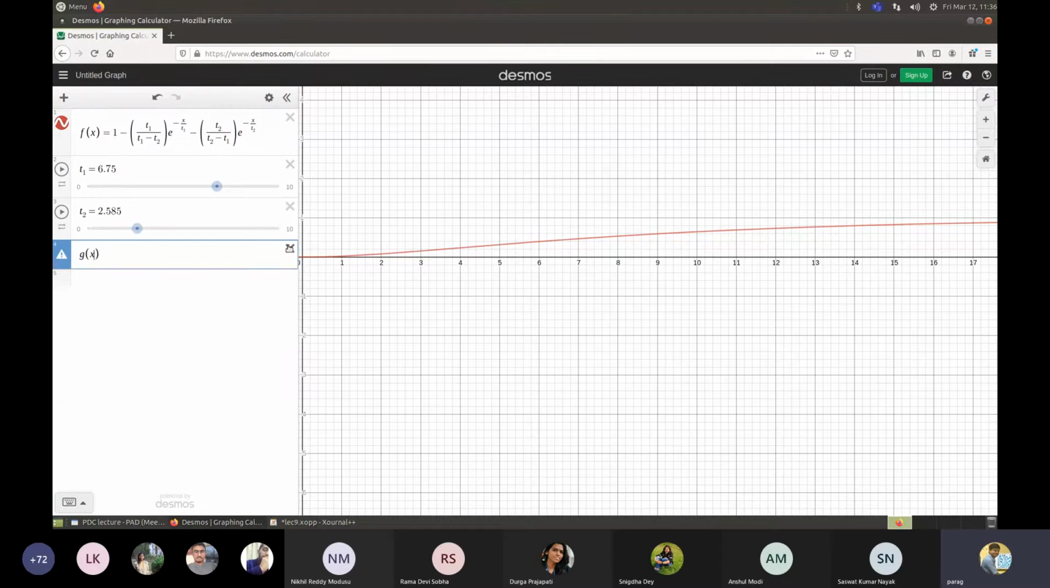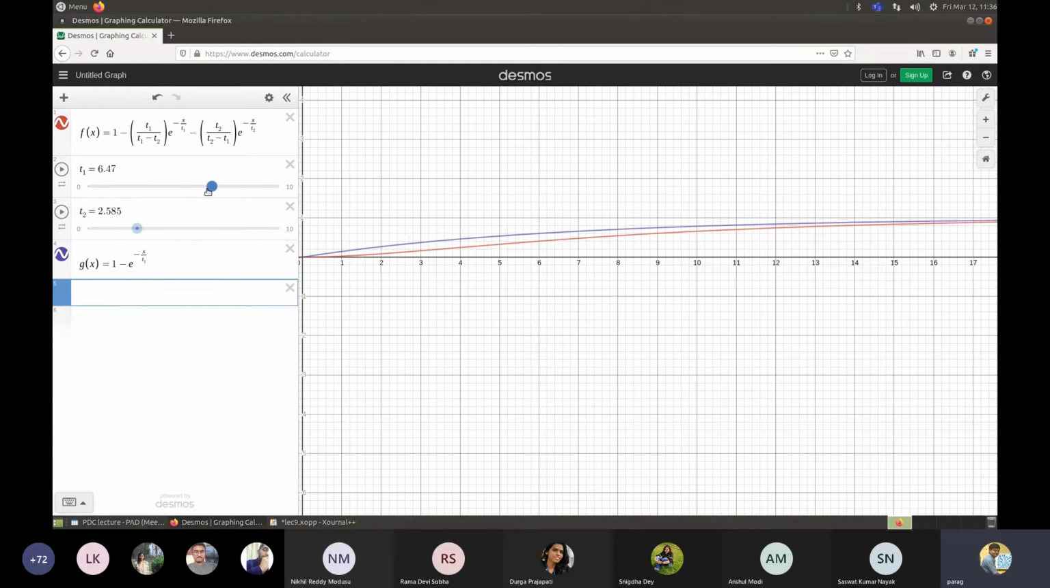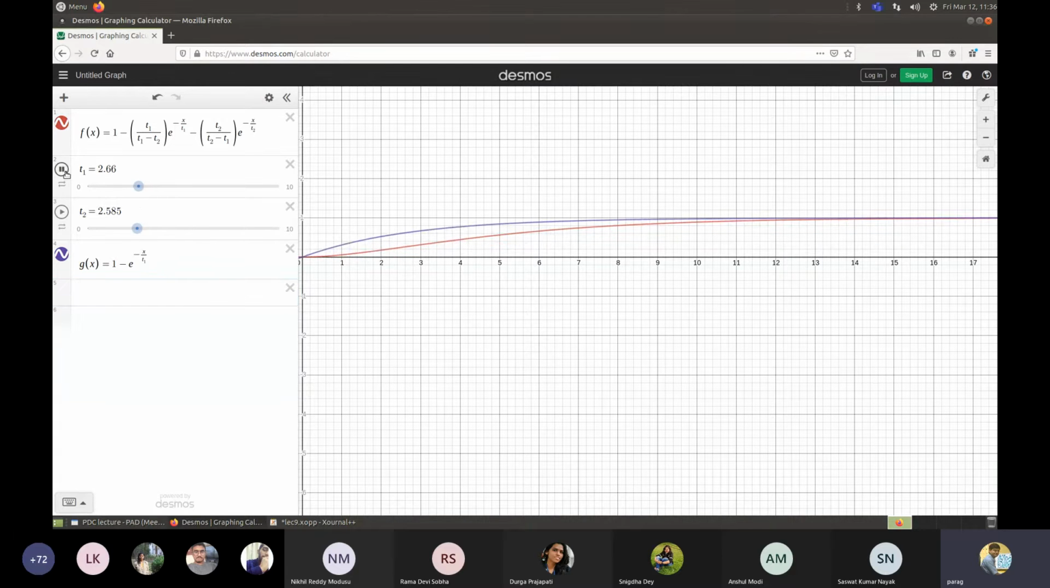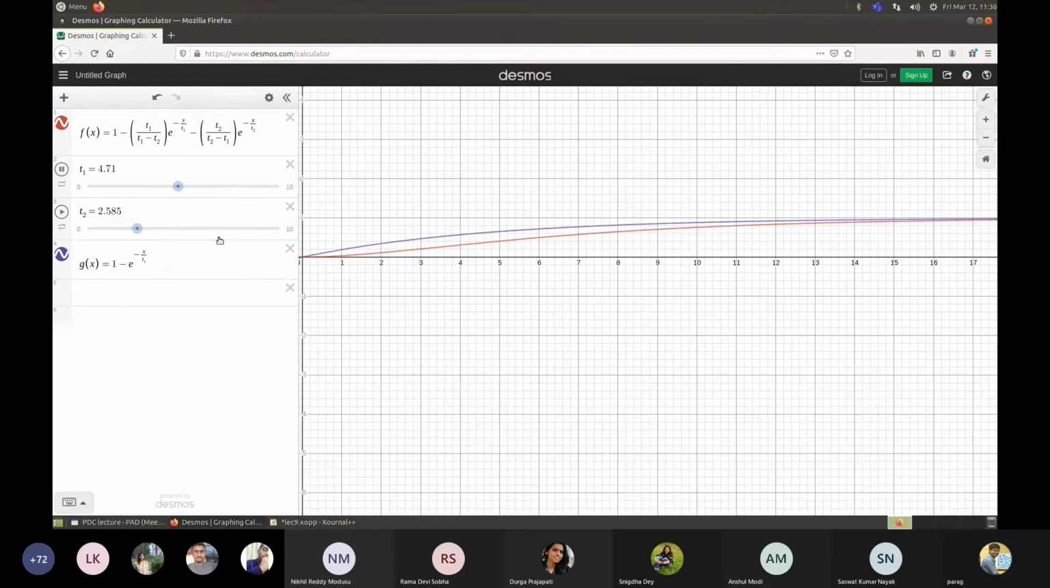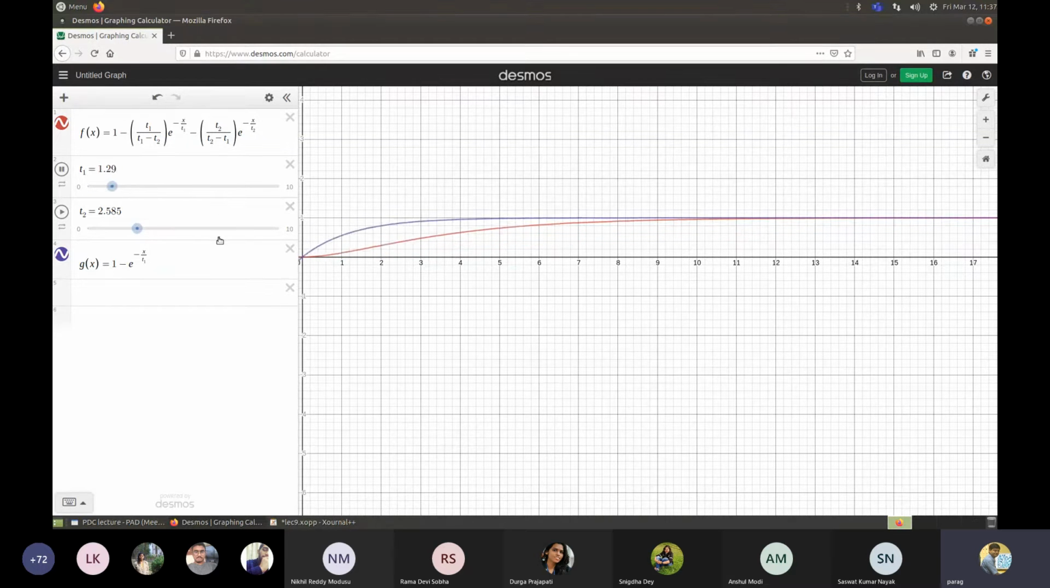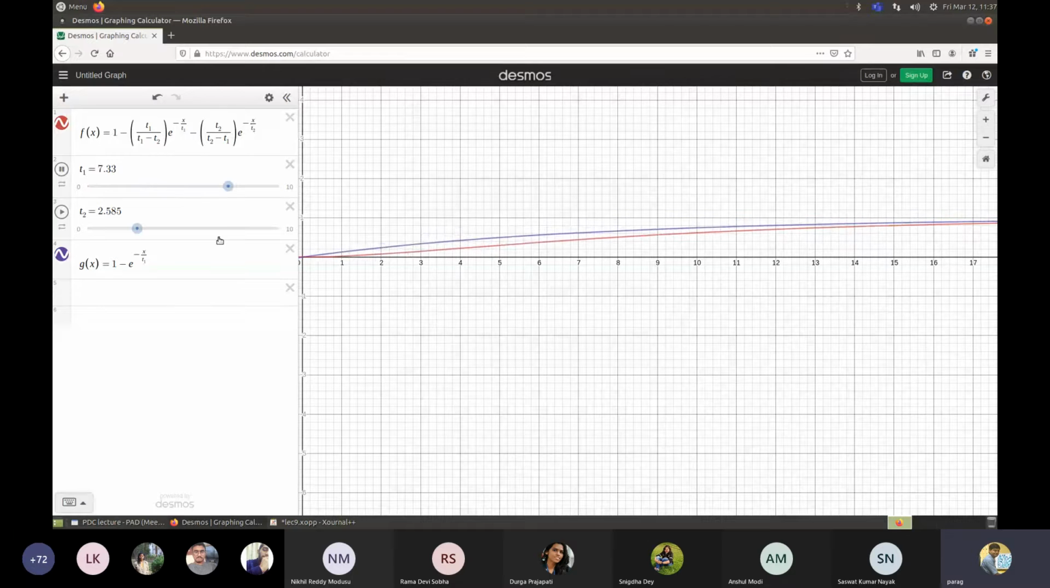G of x equals 1 minus e to the power minus x upon t1, right? So t1 here is the... let me animate this. The purple curve shows the dynamics of the first order system. The red curve shows the dynamics of the second order system.